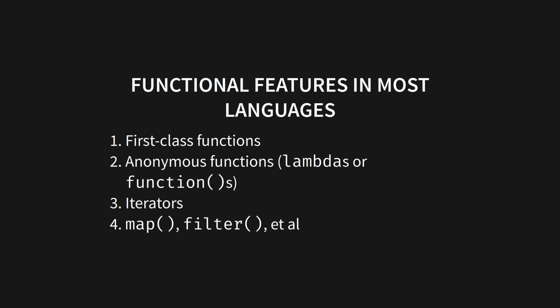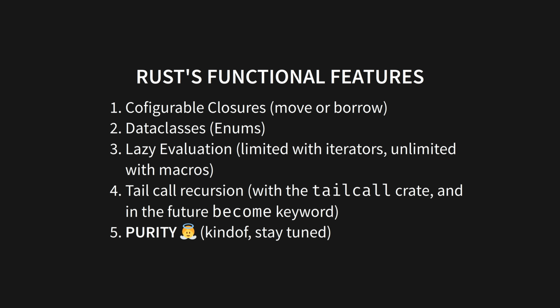Most modern languages have these functional-light features. JavaScript, Go, Python, and Ruby all have most of these. They are hugely useful, and Rust, of course, has them all, as well as a few more. But Rust has a killer feature. Rust has pure functions. Kind of.